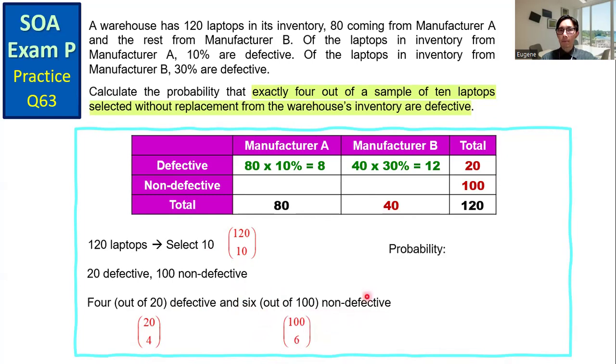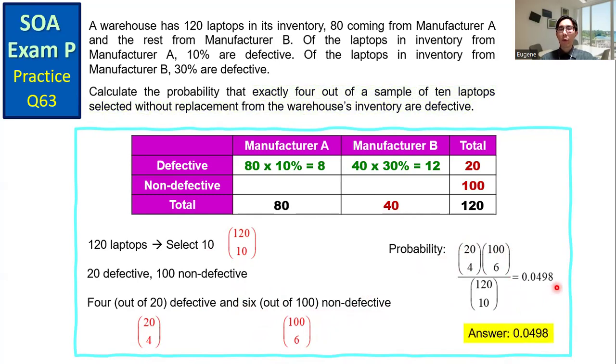Computing the probability, we get this expression: 20 C 4 times 100 C 6 over 120 C 10. Upon calculation, we get the answer. The probability is 0.0498.